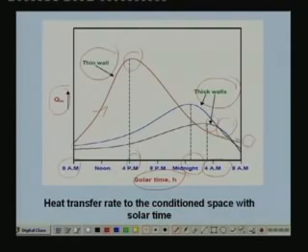at different times. And you can also see that the total heat transfer, that is nothing but the area under this curve, is much higher for the thin wall compared to the thick wall. So one thing is that the peak heat transfer rate for the thin wall is very high, and the total heat transfer rate for the thin wall is also high compared to the thick walls.